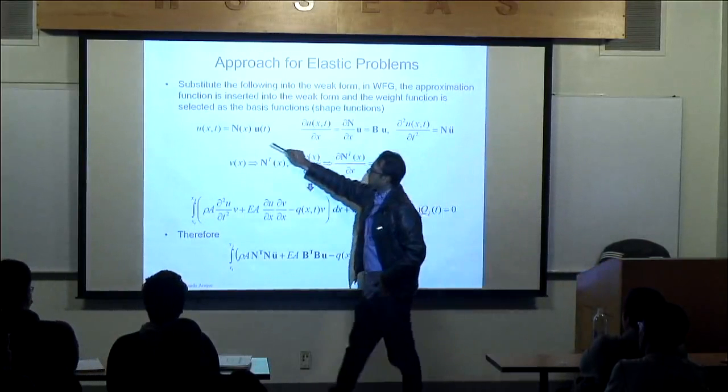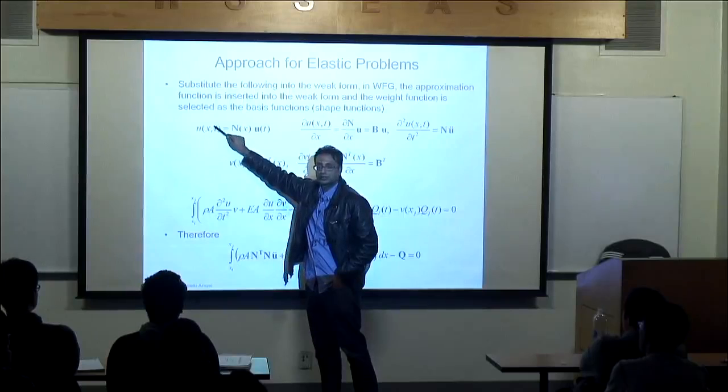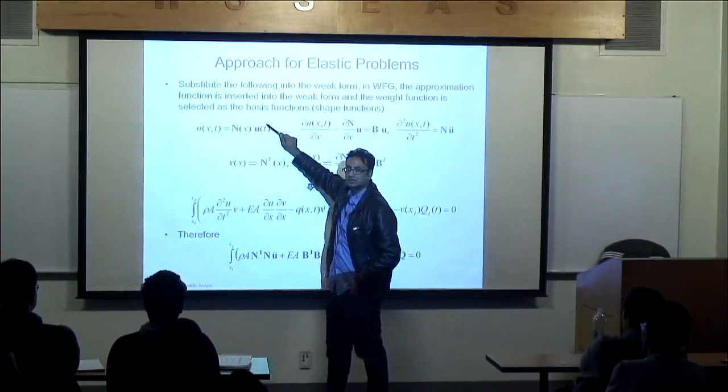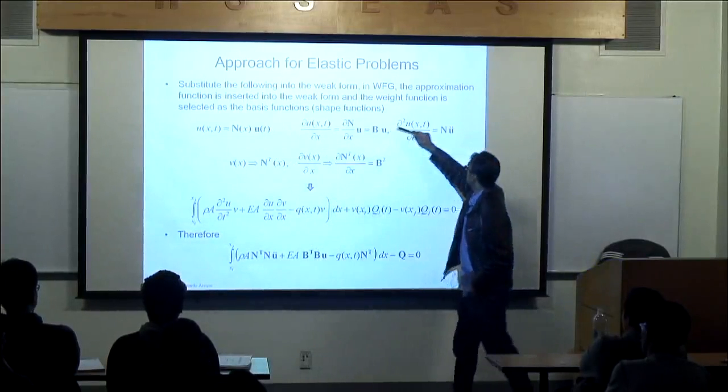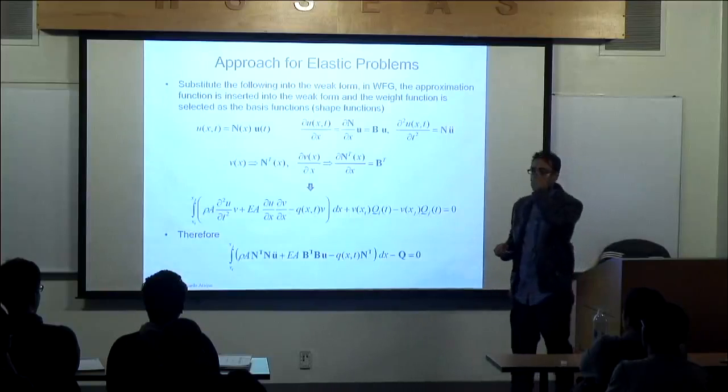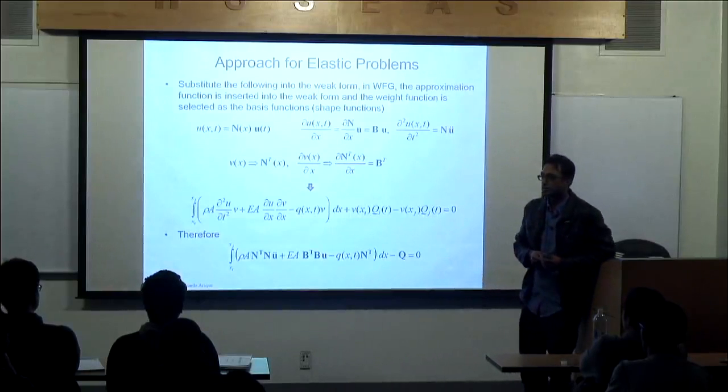So the derivative of u with respect to time, 2 derivatives. N is not a function of time, so this becomes the second derivative of u instead. So I have N bold u double dot. Everybody agrees with this. No questions so far. Excellent.